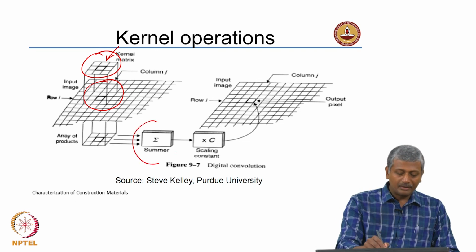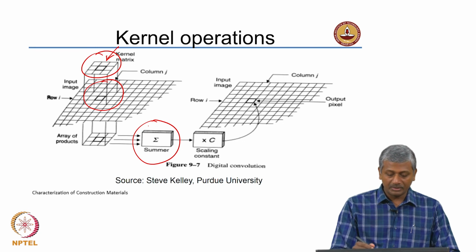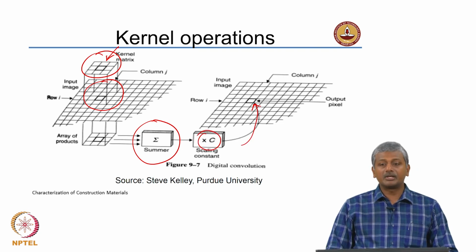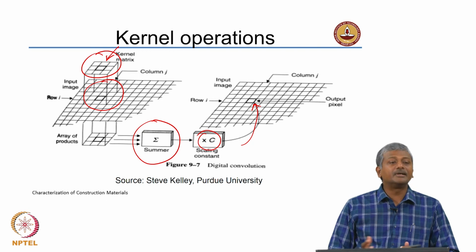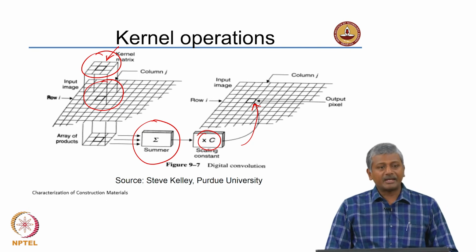And do some sort of a mathematical operation like summing, for instance, after multiplication, and scaling to give the new location a different number. I will show you some examples as to how this can be actually done. So, these are called kernel operations whenever you have an external matrix operating upon the array of points that your pixels actually are representing.